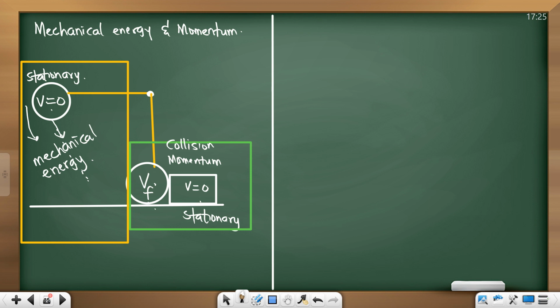So the examiner will tell you to calculate something.